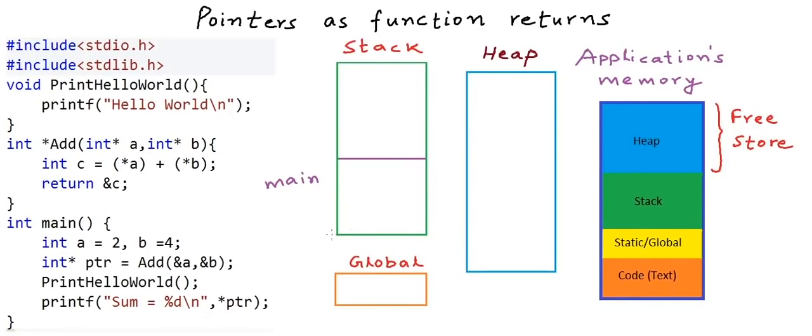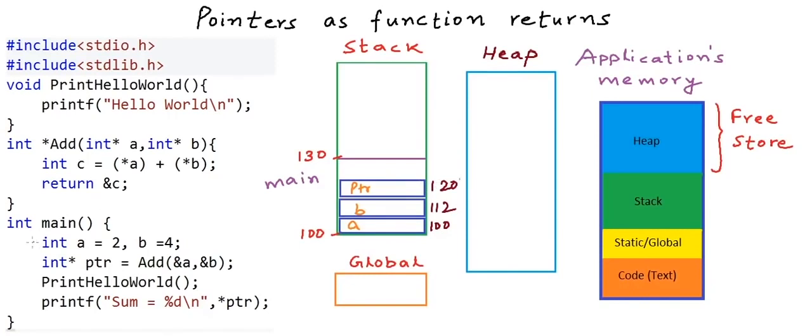Let's say the starting address of this stack frame is 100 and the end address of this stack frame is 130, and we will have three local variables created here: a, b and ptr. a and b are integers and ptr is an integer pointer. Let's say a is at address 100, b is at address 112 and ptr is at address 120. I'm just making these assumptions.